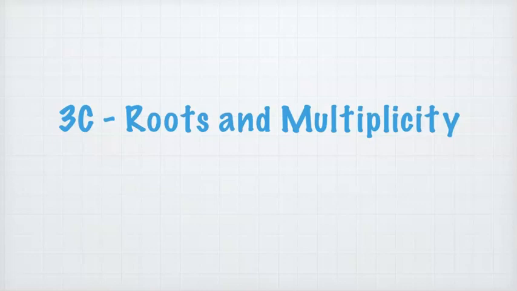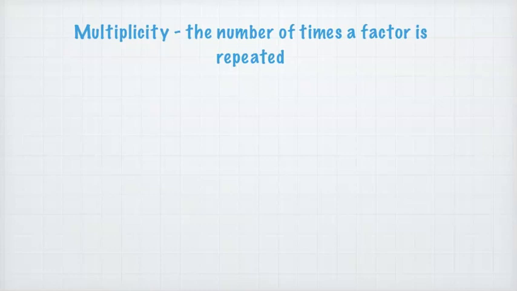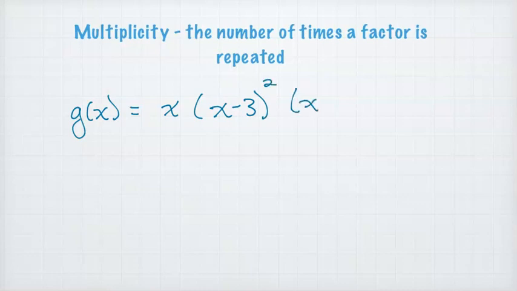Let's look at roots and multiplicity in polynomial functions. Multiplicity means the number of times a factor is repeated. So if I have a function, let's call it g of x, and it's in factored form, and I have x and (x minus 3) squared and (x plus 2) to the fourth.